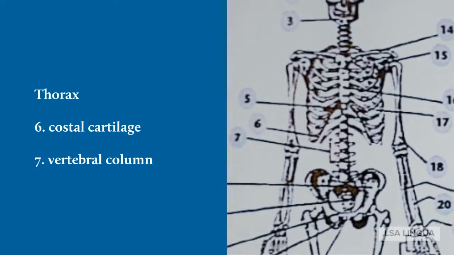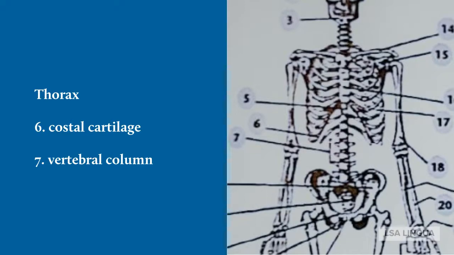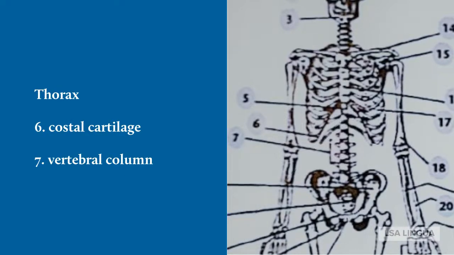In 6, we find costal cartilage, which serves to prolong the ribs. In 7, we see the vertebral column. The spinal column provides attachments to the muscles, supports the torso, and protects the spinal cord and nerve roots.